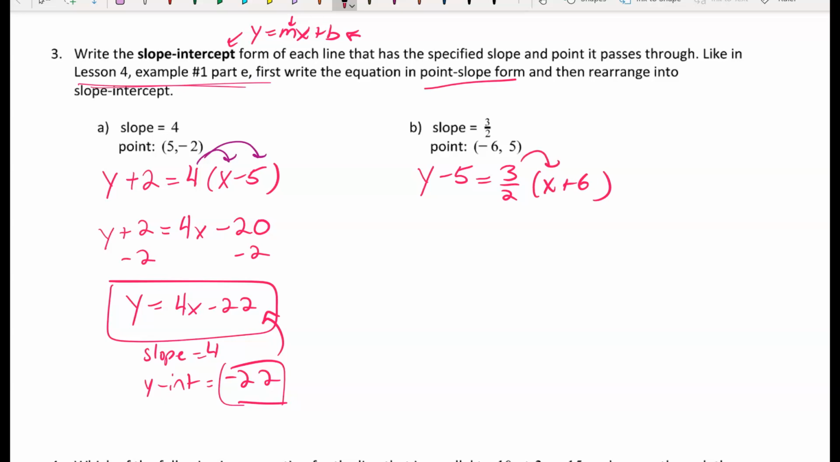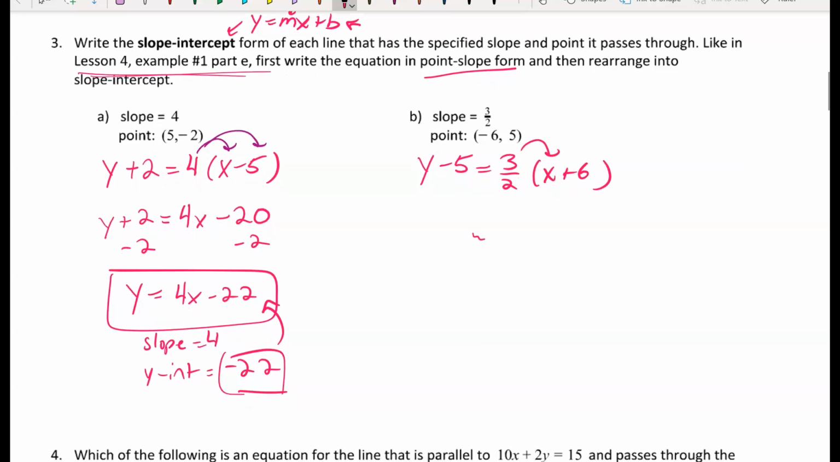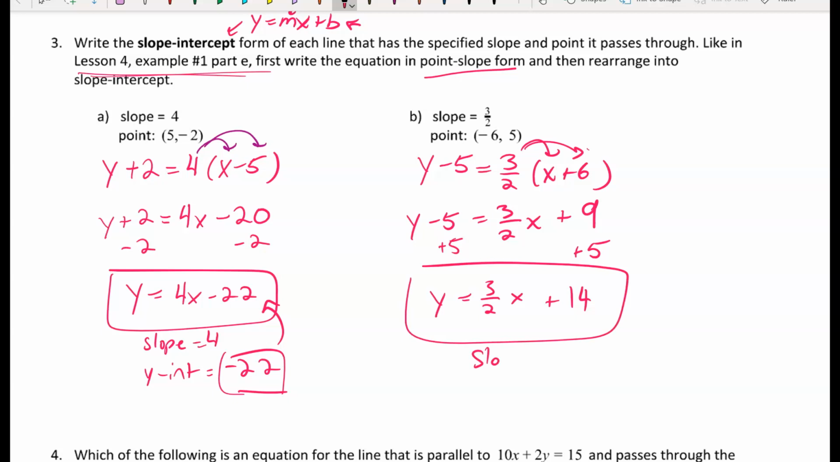3 halves times x, I could just write as 3 halves x. Now, if you're not sure what 3 halves times 6 is, you could always type it into your calculator. It's just 9. And if I add 5 to both sides, I get y equals 3 halves x plus 14. So again, I know my slope here is 3 halves, and my y-intercept, as shown by slope-intercept form, is going to be 14. So that's where this line is going to cross the y-axis.